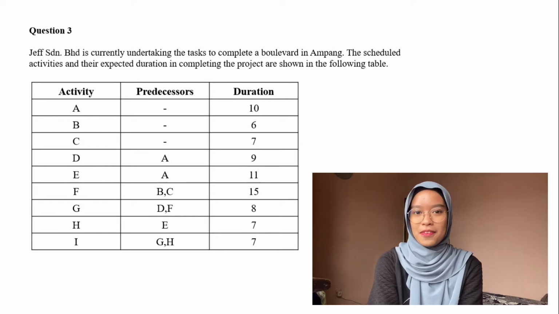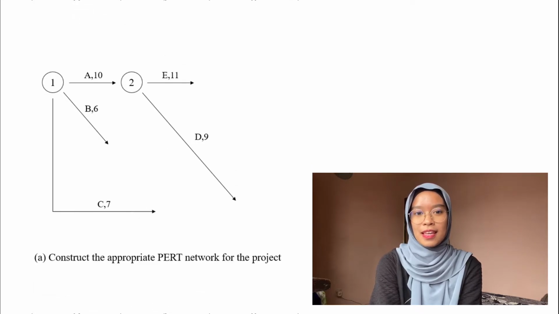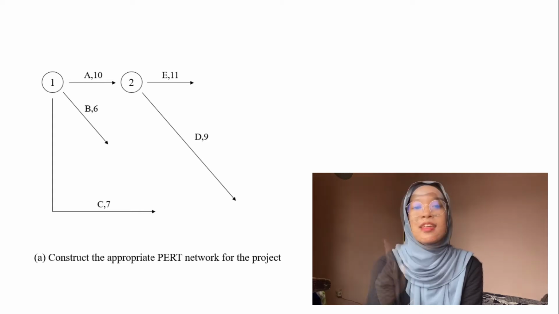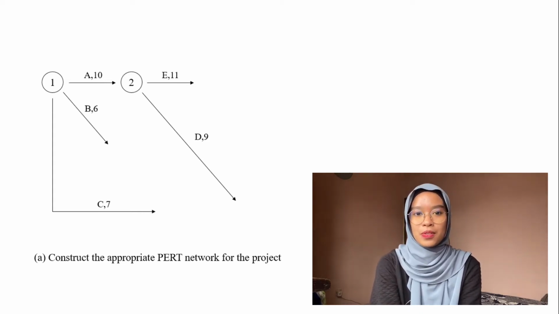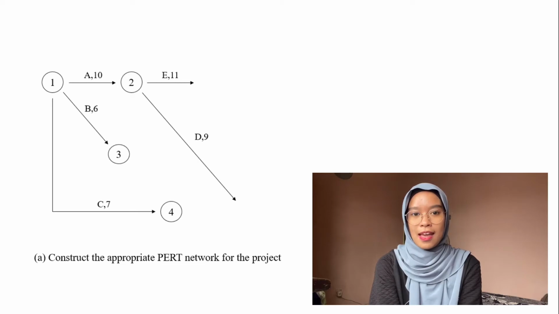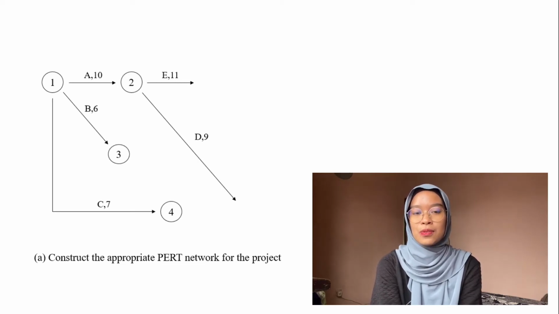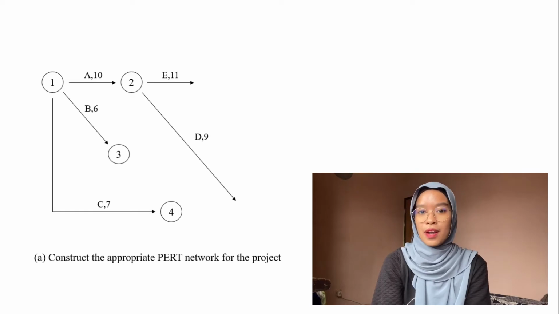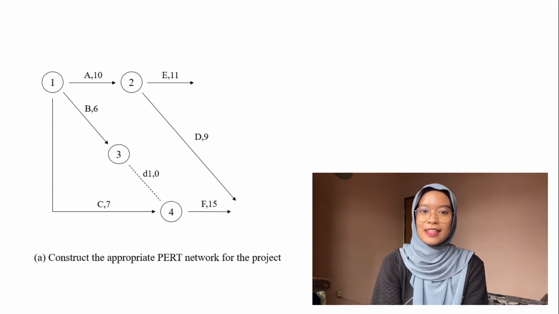Next is activity F. Activity F comes from activities B and C. As we can see, activities B and C come from the same node, which is node number 1. Two activities that come from the same node cannot end with the same node. Therefore, activities B and C have to end separately. Activity B has to end with node number 3, and activity C must end with node number 4. Since activity F comes from activities B and C, we have to add a dummy from node number 3 to node number 4, and then we can start activity F.